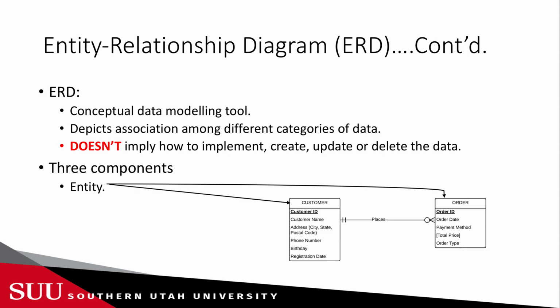Entities, which are the tables eventually going to be our entities. So we have customer entity and order entity. We also have attributes, which are the attributes that we are trying to collect about each entity. In this case, for customer, we're looking at customer ID, name, address, phone number, birthday, and registration date.